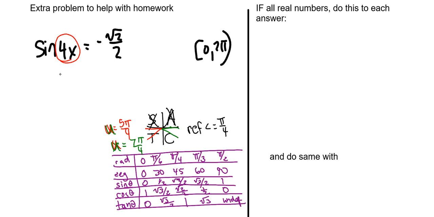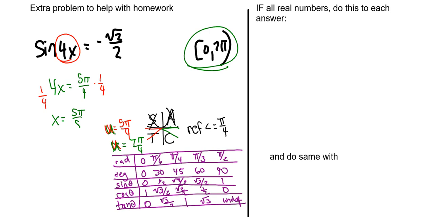So 4x equals, and this is if it's on the interval from 0 to 2 pi, 4x equals 5 pi over 4. And then we just have to multiply each side by 1/4. And then we get x equals 5 pi over 8. So if it's in this interval from 0 to 2 pi, we get 5 pi over 8. And then for our second solution, we also have to say 4x equals 7 pi over 4. And then we're going to multiply by 1/4 on each side. And instead, we get x equals 7 pi over 8. So just be aware of that. That's maybe a little difference.